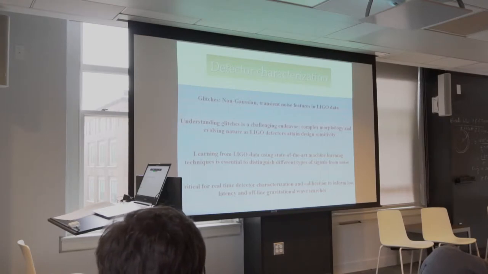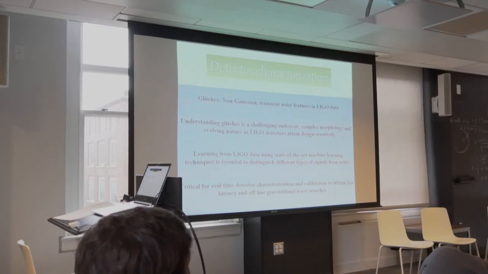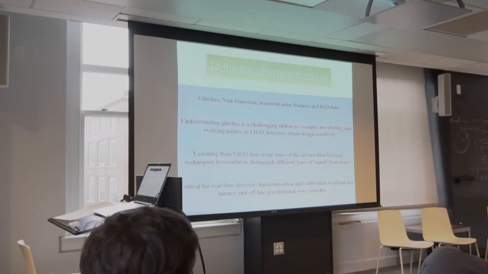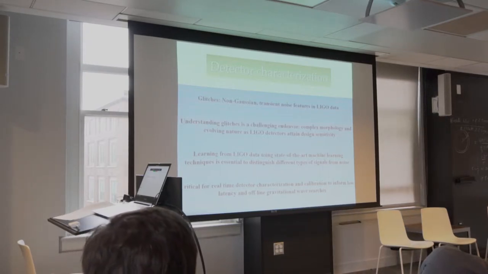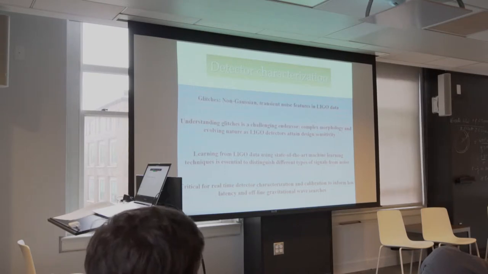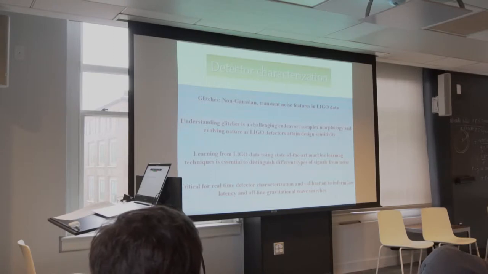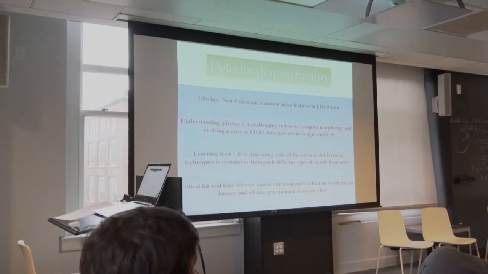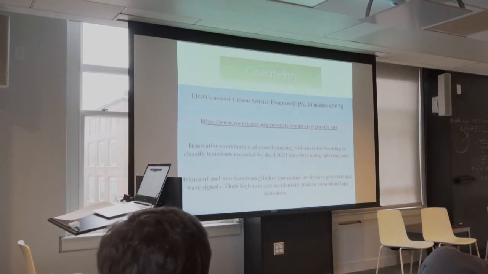So when you have a problem that you don't know how to tackle because the modeling is tough, but you want to have some predictive power and at the same time identify anomalies, these are the three key points for a machine learning problem. So it is begging you to use machine learning or deep learning. Since this is critical for real-time detector characterization, and it is one of the things that we are working on in LIGO related to real-time data quality for searches, this is useful.